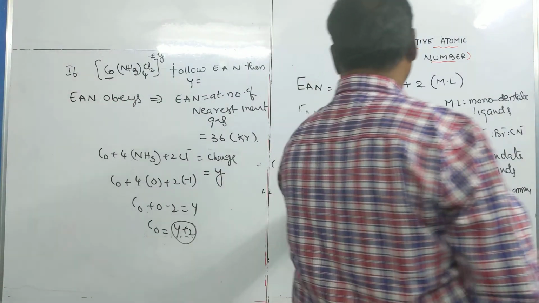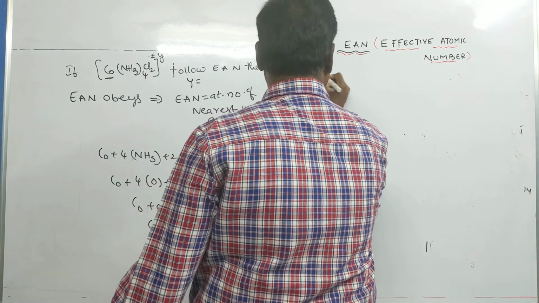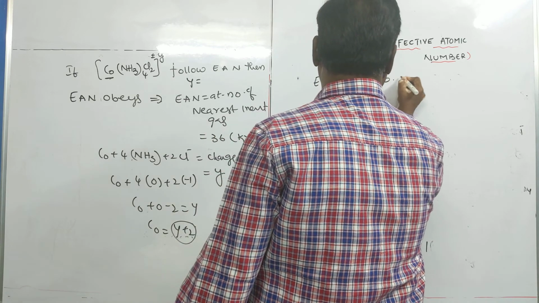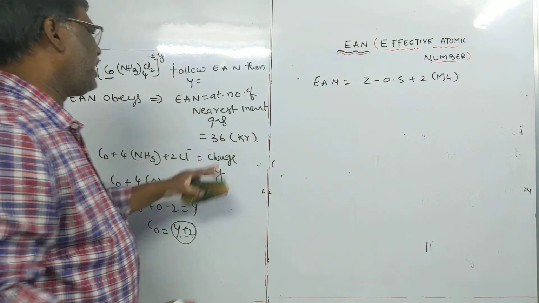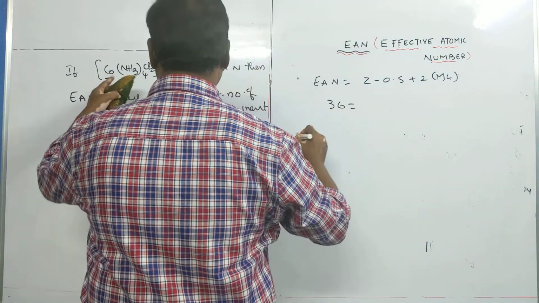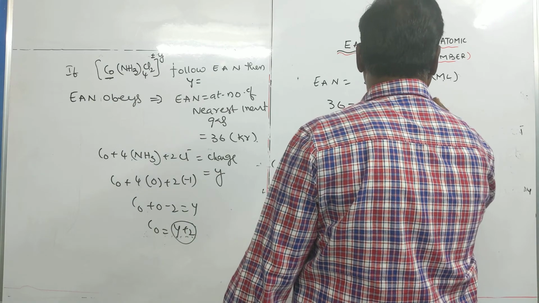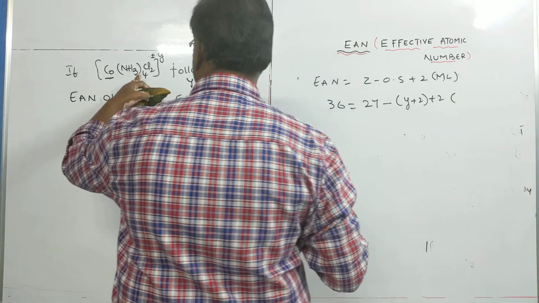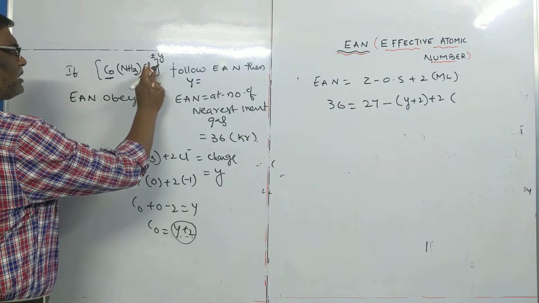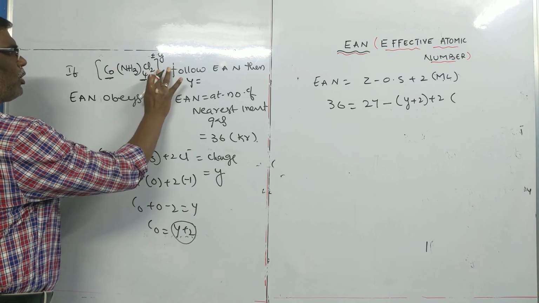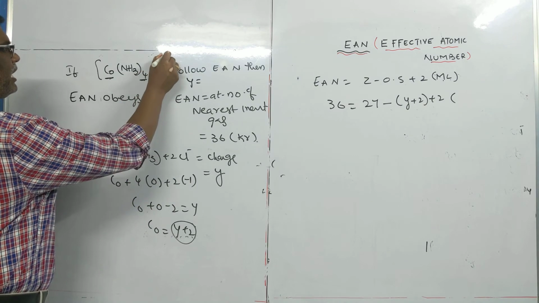Now you write the formula for EAN. What is the formula for EAN? EAN is equal to Z minus oxidation state plus 2 into monodentate ligands. Now substitute. EAN I have is 36. Atomic number of cobalt is 27, minus the oxidation state, y plus 2, plus 2 into monodentate ligands. Ammonia is monodentate, chloride also monodentate. There are 4 ammonia and 2 chlorides.